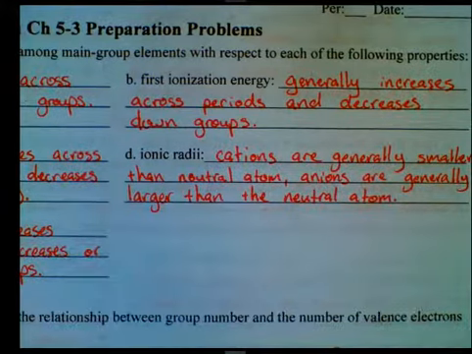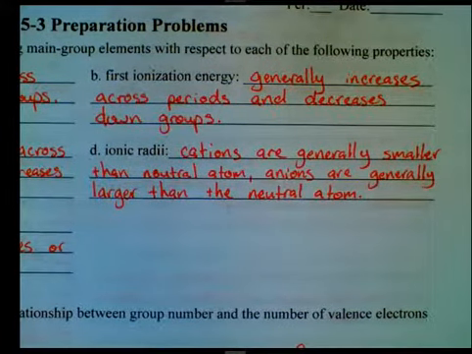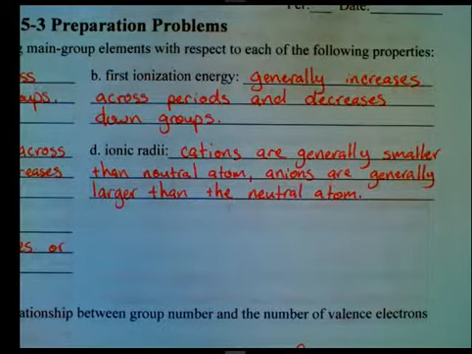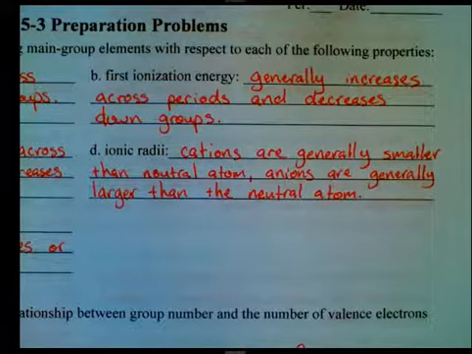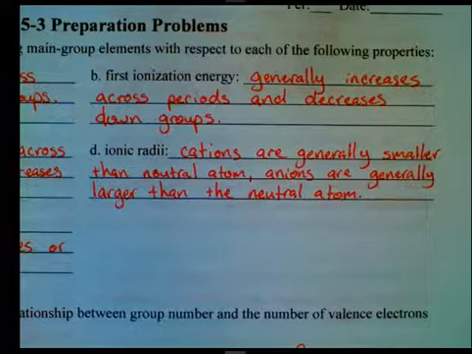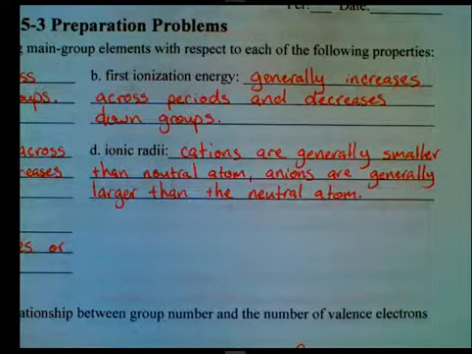D, ionic radii. Remember, for ionic radius, we are not going from left to right in the periodic table. We're not going from top to bottom within a group. We are comparing the radius of an ion to the radius of the neutral atom. Okay, so we're comparing it to its original atom before it was ionized.